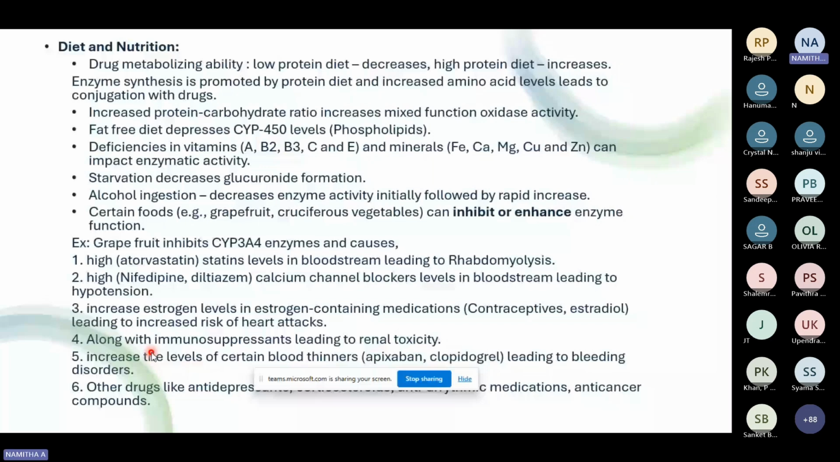When it is taken along with immunosuppressants, this leads to renal toxicity. It increases the level of certain blood thinners, leading to bleeding disorder. Other drugs like antidepressants, corticosteroids, antiarrhythmic medications, and anti-cancer compounds should not be given along with grapefruit.